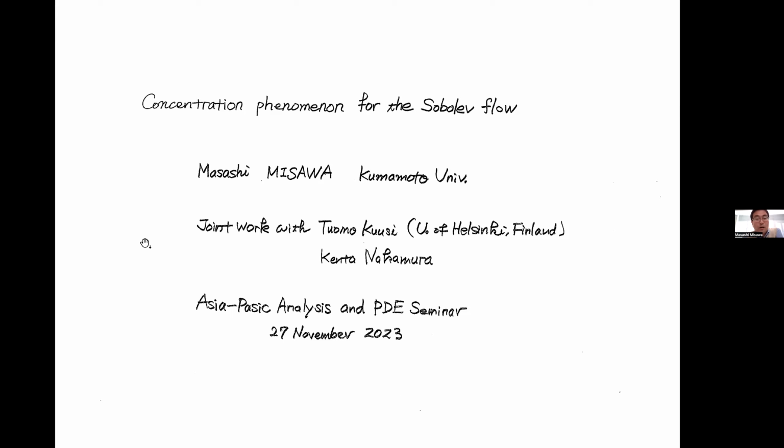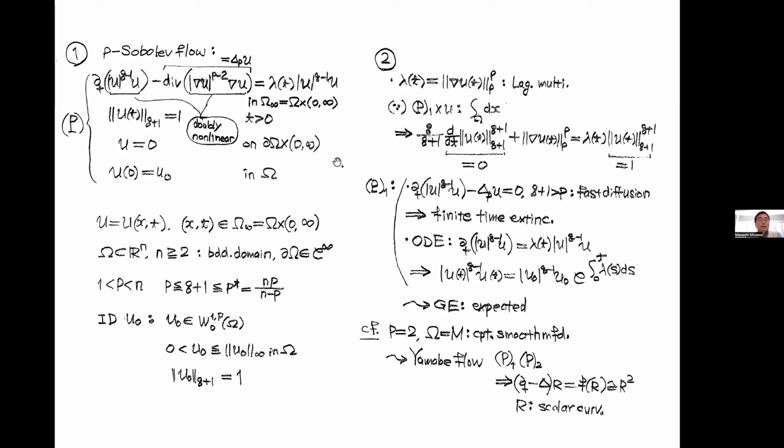Today, I would like to talk about the gradient flow equation for some variational problem associated with the Sobolev inequality. The title is the concentration phenomena for the P-Sobolev flow. Firstly, I would like to explain the equation we consider in this talk. This is our problem, and in the first line we have the equation.